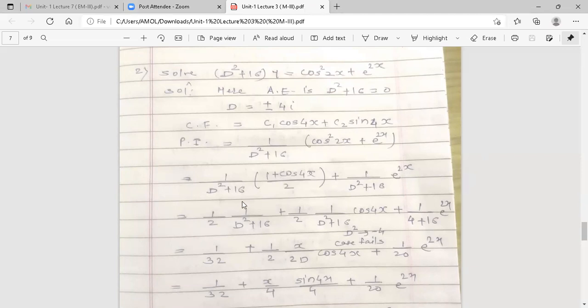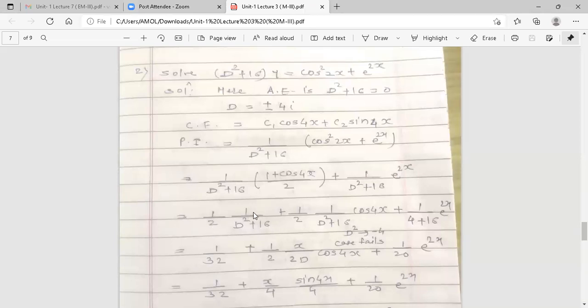Separate these two terms. Now again there are two terms, 1 plus cos 4x, and 1 by 2 is common for both. So separate both the terms: 1 upon 2 into 1 upon D square plus 16, plus 1 by 2 into 1 upon D square plus 16 into cos 4x, plus 1 upon... we'll solve this term here. When there is an exponential function, we replace D by the coefficient. The coefficient is here 2, so replace D by 2. 2 square is 4 plus 16 into e raised to 2x. And so this 1 by 2 as it is.